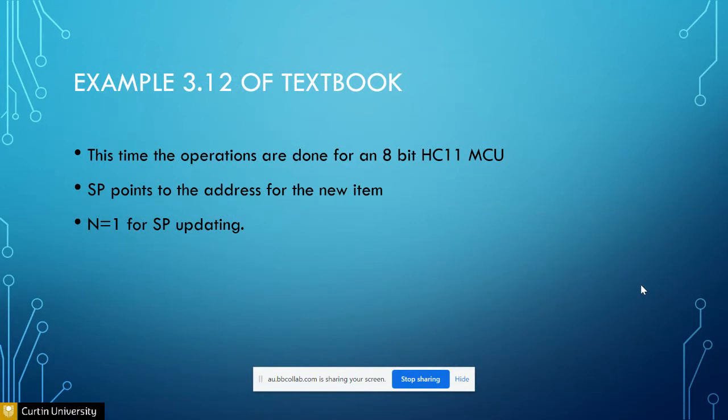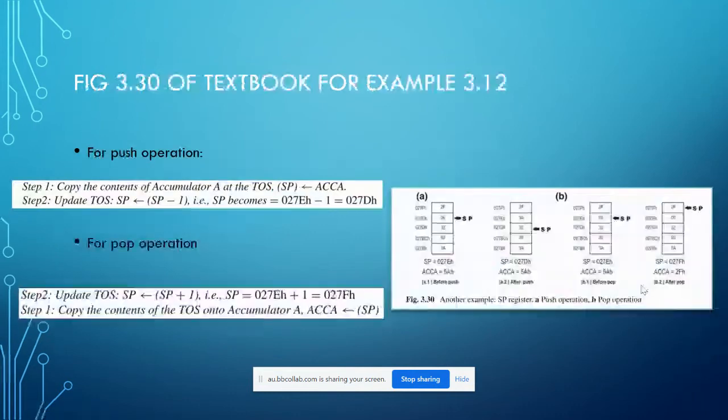Example 3.12 from the textbook. This time the operations are done for 8-bit. Stack pointer n equals 1 for updating, so the memory is at 8-bit. That's why n equals 1. So you can see this is the initial value push. You put the ACCA value, and after you perform the push, this is what happened to this memory.